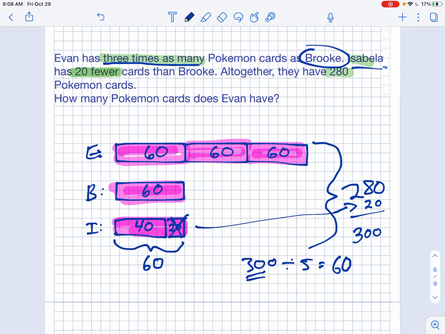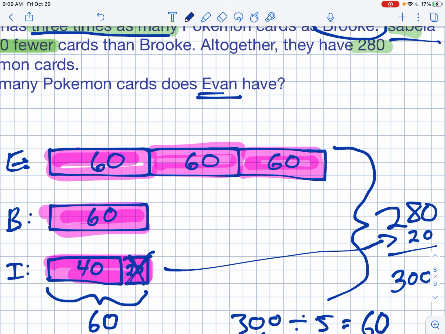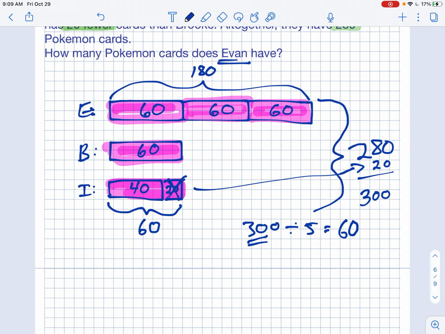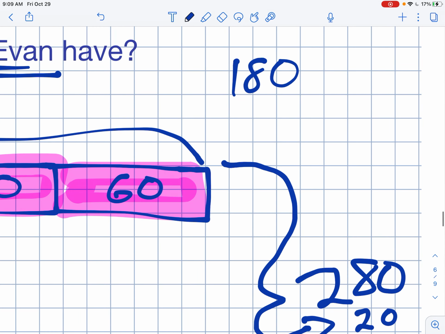Nevertheless, I can answer my question because the question is asking me, how many cards does Evan have? Evan has 3 blocks, each with 60. 3 times 6 is 18, so 3 times 60 is 180. Okay, so Evan has 180 cards.